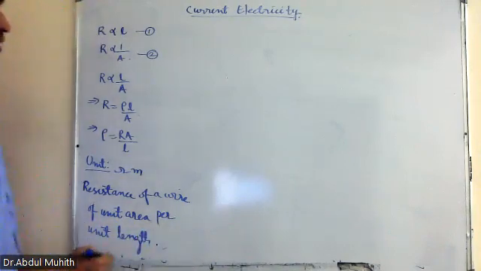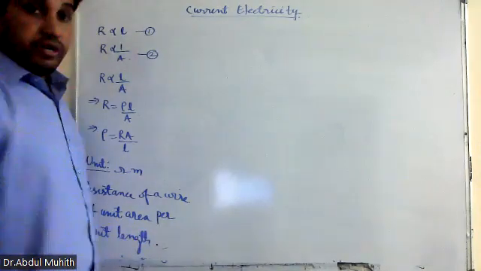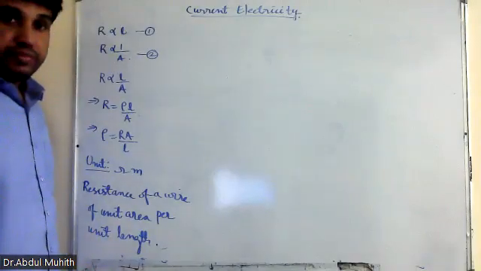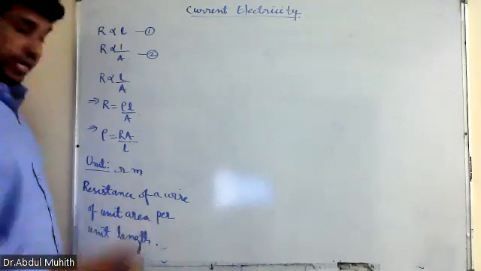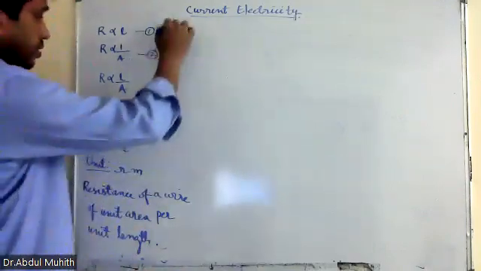Of unit area per unit length. Okay, this is about the resistance of a specific wire, right? Yes, of any wire. If you take a wire, it's unit area per unit length. Okay, sir. Now, next one is what?